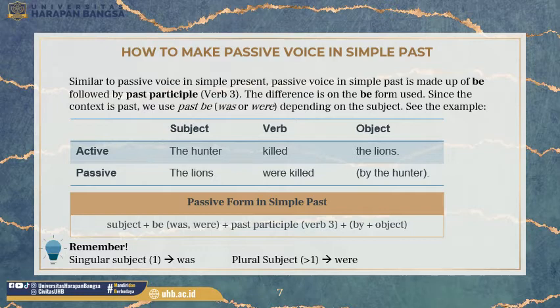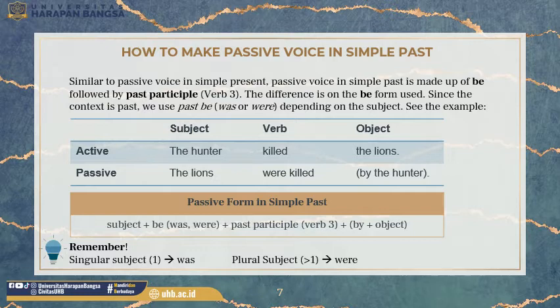Nah, untuk membuat passive voice di simple past, maka be yang dipakai adalah was atau were. Sama saja dengan simple present yang tadi, penggunaan was atau were bergantung pada subjeknya. Kalau subjeknya tunggal, kita pakai was. Kalau subjeknya jamak, kita pakai were. Now let's see the example.